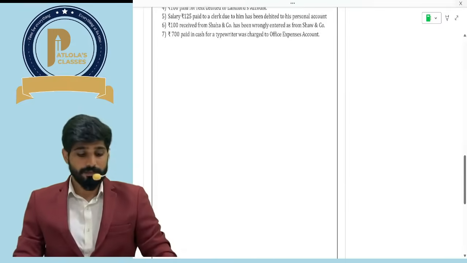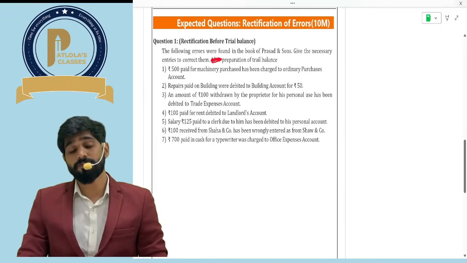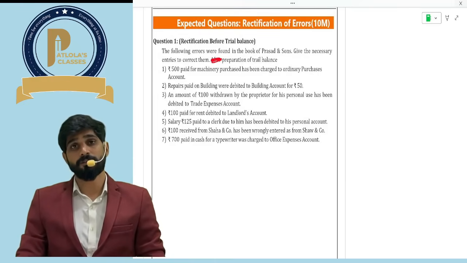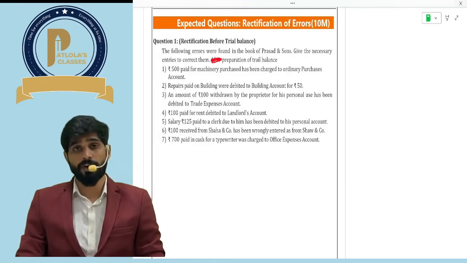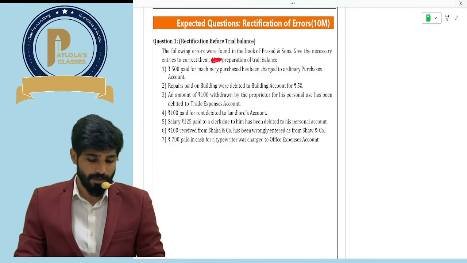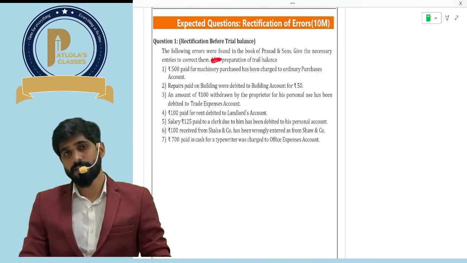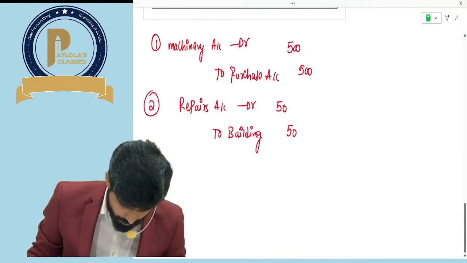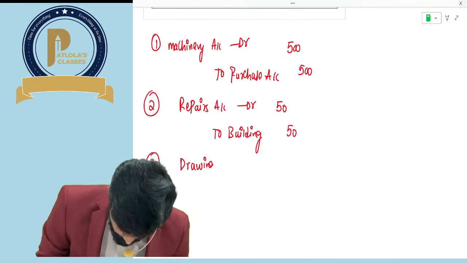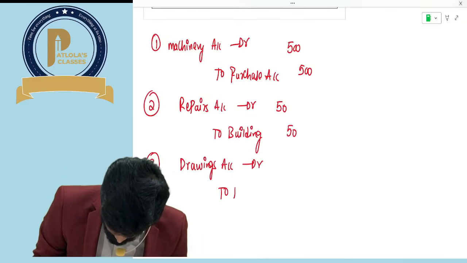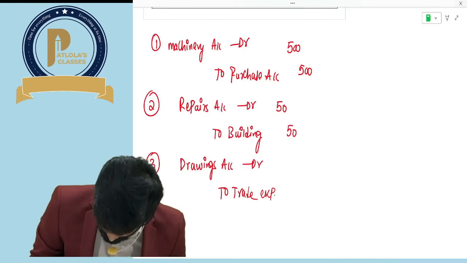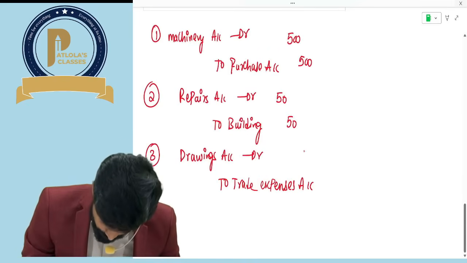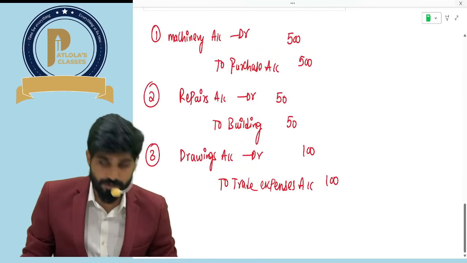Please come to the third one. An amount of 100 withdrawn by the proprietor for personal use has been debited to trade expenses. Everyone knows whenever any amount is withdrawn by the proprietor, it is called drawings. It should be debited to drawings. Which account have they debited? Trade expenses. Which account is by mistake debited? That should be cancelled now. So trade expenses should be credited and drawings account should be debited. So the rectification entry will be drawings account debit to trade expenses account. The amount being 100.